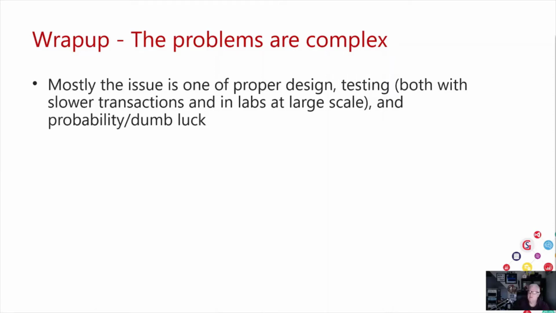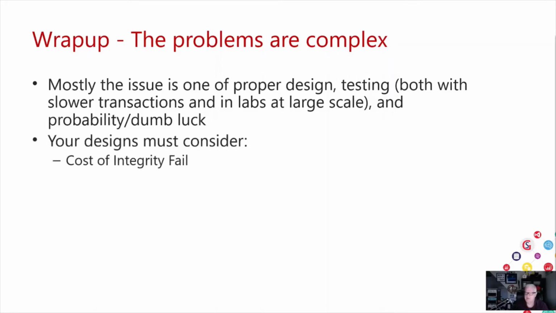But the real thing here is, it all depends on how much it costs if your integrity fails. If you have concurrency issues that cause a concurrency and integrity failure, what's the cost? What happens if you get that wrong?